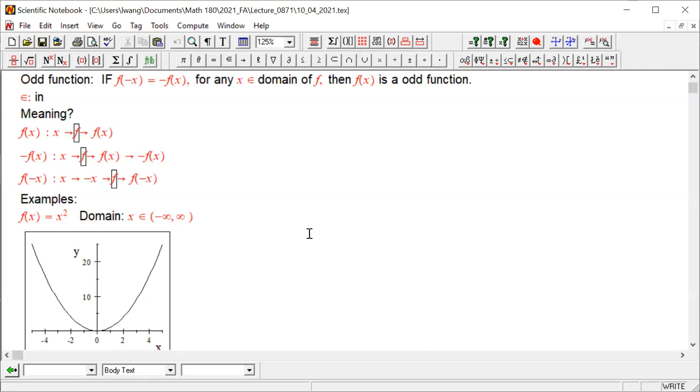Can a function be both even and odd at the same time? I want you guys to think about that question. Can a function be even and odd at the same time? If that's true, what will happen? Does every function have to be even or odd? Are there functions that are neither?